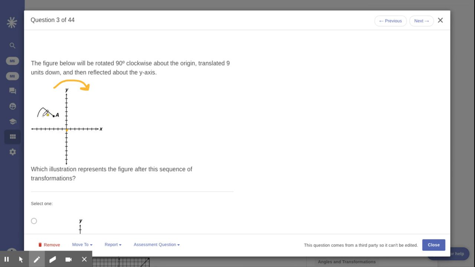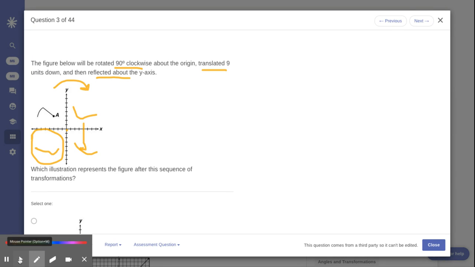So let's do that. If I rotate this 90 degrees and spin that, okay, looking like something like that, then it's going to translate down 9 units. So now it's going to be down here somewhere. And then we're going to reflect it across the y-axis. So this shape is then going to go over here somewhere. So I'm looking for something in this third quadrant because I had to do all of these. I had to rotate it, translate it, and then reflect it.